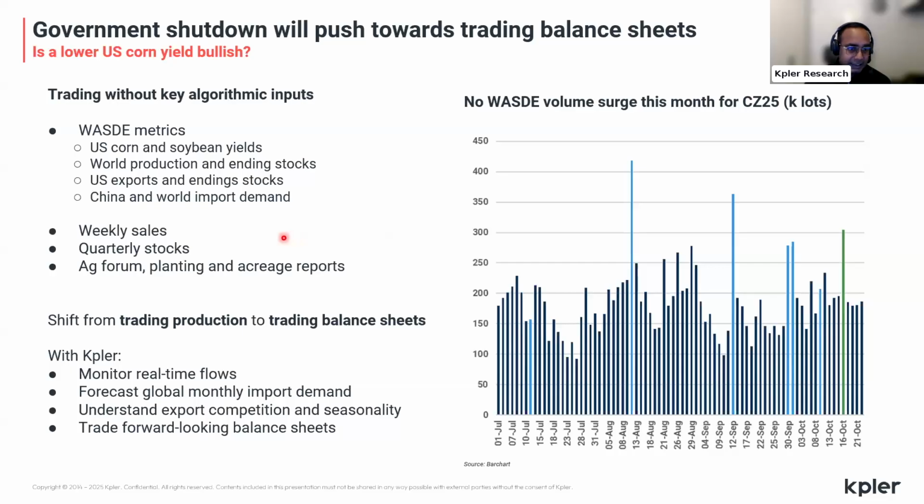Weekly sales is another volume driver for the markets, which is being missed, but inspections are still being released. So that is at least a good weekly data point to trade.